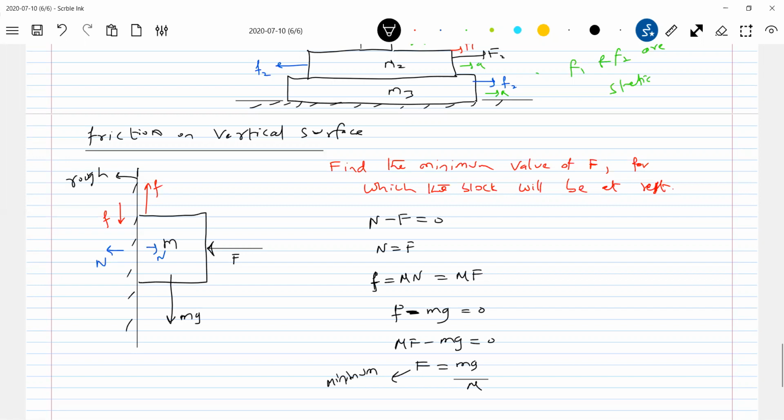If you apply a force more than this, will the block slide up? No. Because what is the maximum permitted value of the friction? Friction cannot be greater than mg. So here I'll put the condition: F greater than or equal to mg by mu, block will be at rest. F less than mg by mu, block slides down. So now this will be a little bit of confusion.